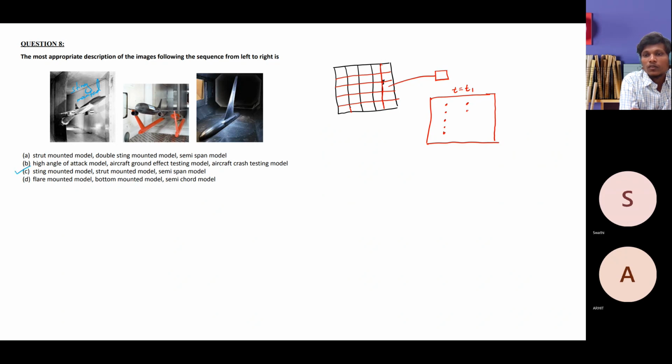1, 2, 3, 4, 5. So based upon your time step and your velocity, you get these kinds of particles in your small interrogation window. So at the next time instant, when you see 1, 2, 3, 4, 5, this picture gives you very clear information that this is the movement of particles, right?